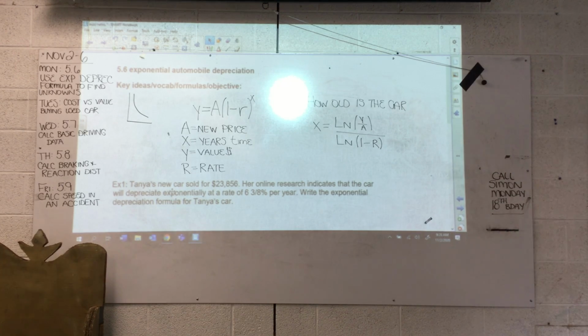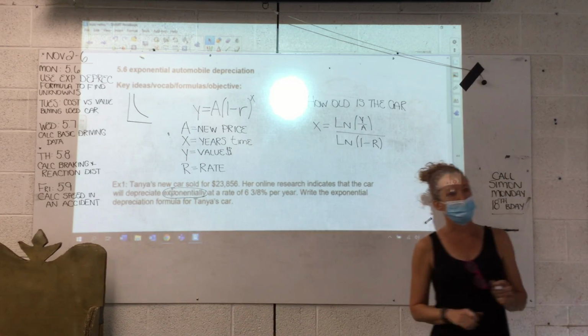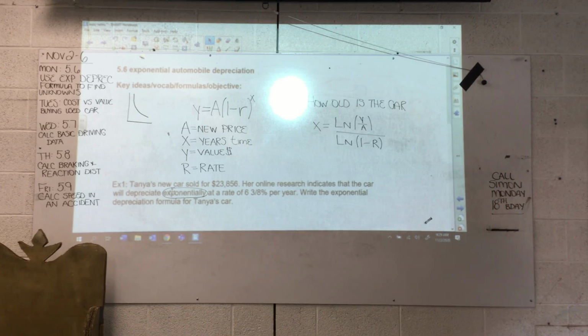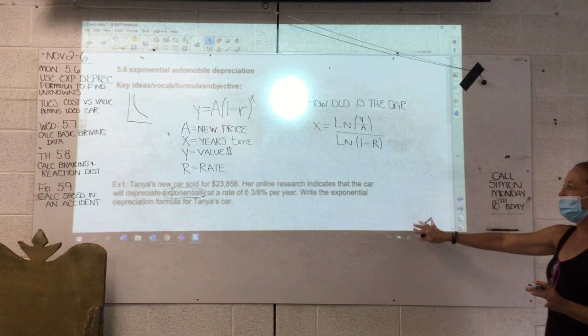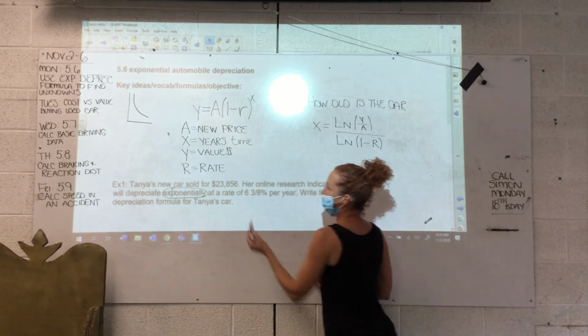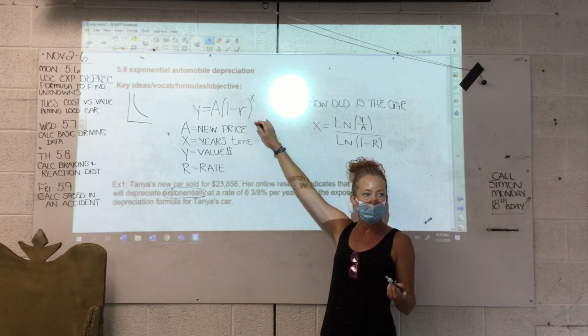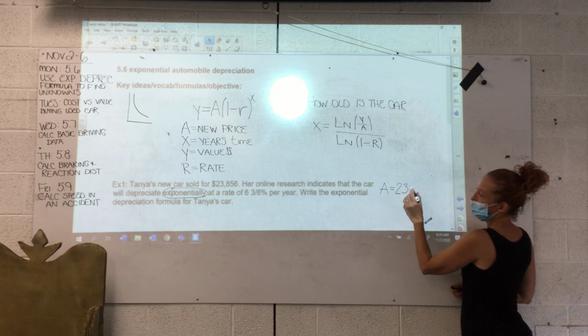Tanya's new car, example 1, sold for $28,856. Her online research indicates that the car will depreciate, there's your key word, exponentially, at a rate of 6 3/8%. Write the formula. So what's the equation? So let's write down, I always like to write down off to the side, well sometimes I do this, off to the side all the different pieces. So when the car is new, it's $23,856. The new car price is always the A. So A is $23,856.